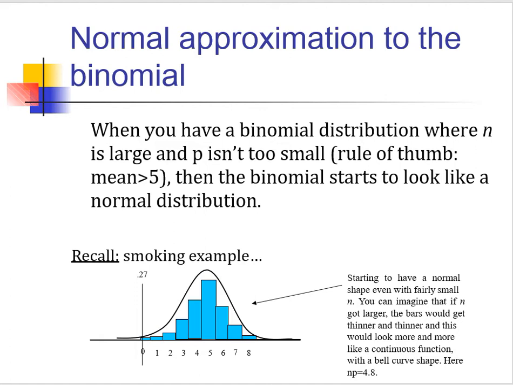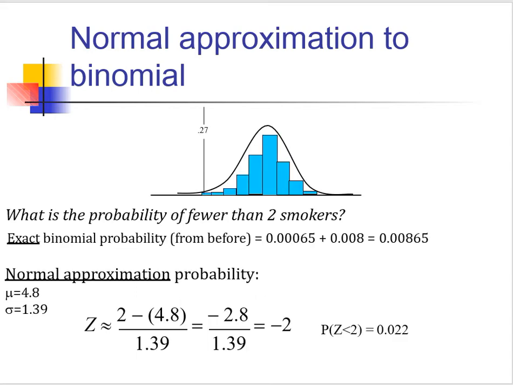This is the smoking example. Z is equal to minus 2, and P of Z less than minus 2 is equal to 0.022. The exact binomial probability is 0.00865. So based on that, P of Z less than minus 2 is 0.022.